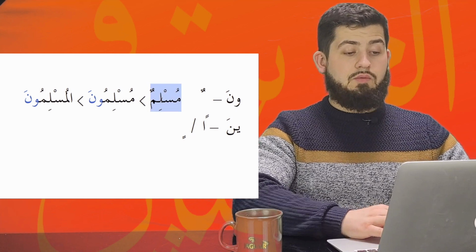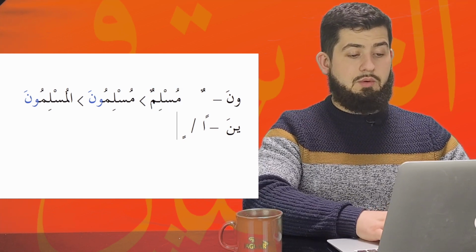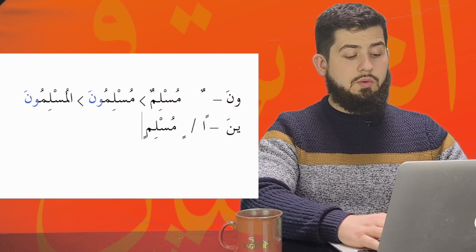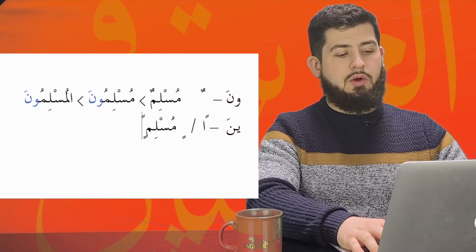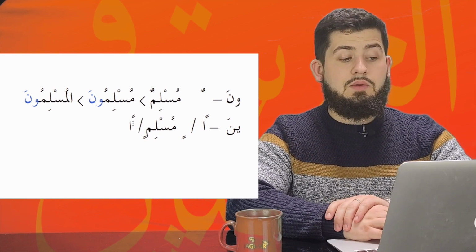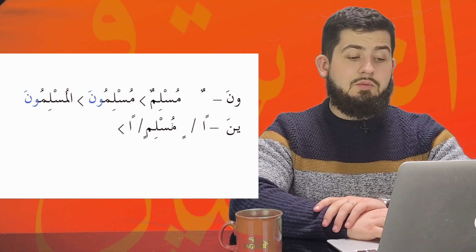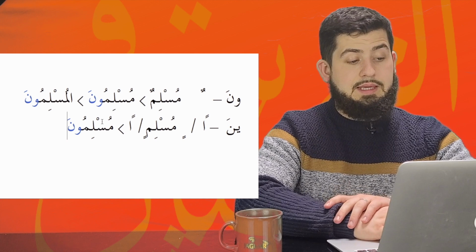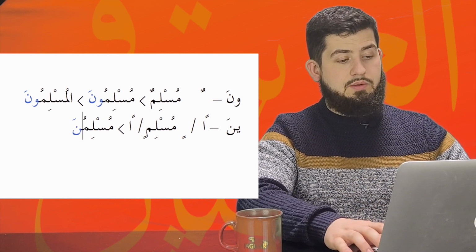Rather than having muslimun down here, it would either be muslimin with two kasras, or muslimen. I don't need to write the whole word out again, but I'll just put a dash there. It would either be muslimin or muslimen. The ending would be exactly the same as muslimuna, except in this case it's muslimina. Let me change this waw to a ya.